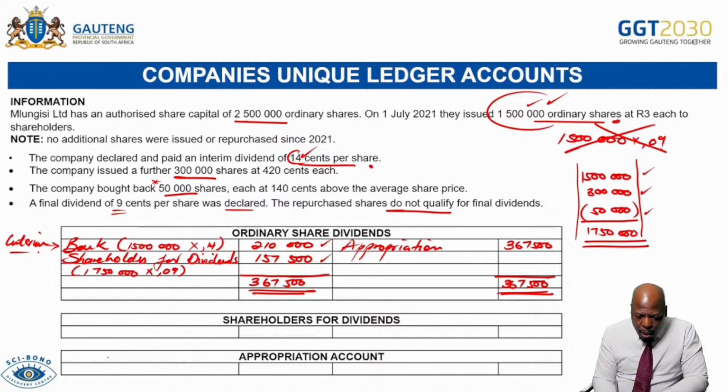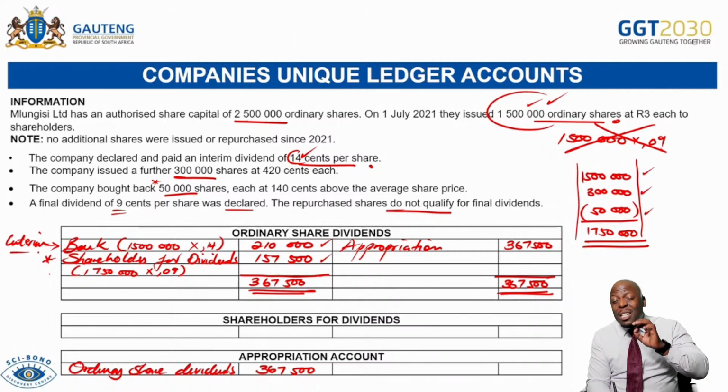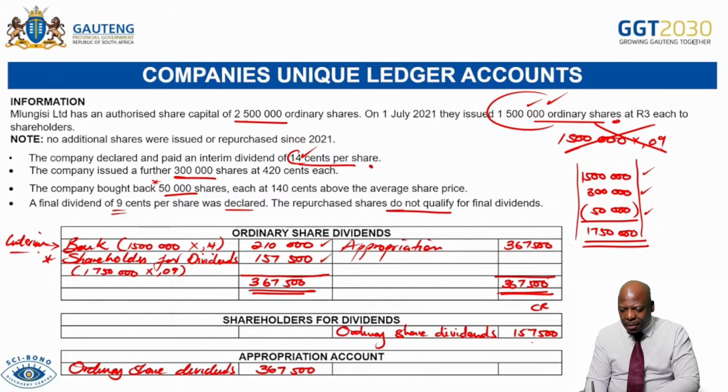That simply means when I come to my appropriation, I'm going to debit my appropriation with what? With ordinary share dividends, which is 367,500. We're still together. Okay. And in my ordinary share dividends, I said shareholders for dividends. Remember, these have not been paid, only declared. That means I must come now to my shareholders for dividends on the credit side. That's a liability now. We owe the shareholders for dividends. And we're going to say ordinary share dividends, and that's going to be my 157,500. And then this account is completed.